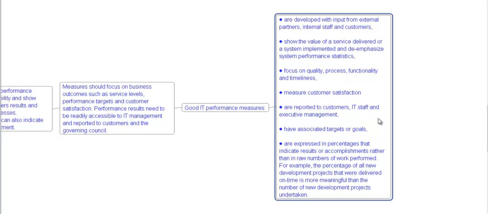IT staff and executive management have associated targets or goals expressed in percentages that indicate results or accomplishments rather than in raw numbers of work performed. For example, the percentage of all new development projects that were delivered on time is more meaningful than the number of new development projects undertaken.